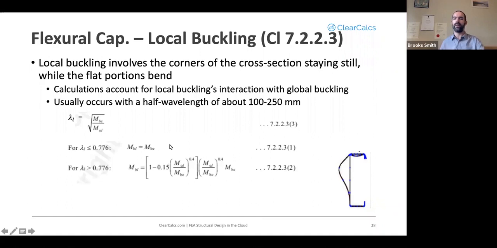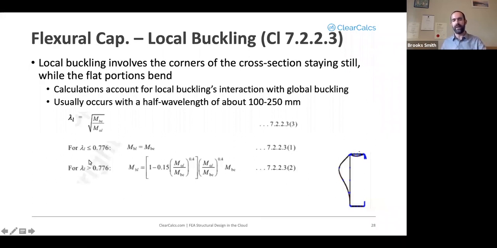That's local buckling. The calculations for local buckling take into account an interaction with global buckling. So hence you have to do global buckling calculations first. Usually local buckling occurs with a half wavelength of somewhere between 100 and 250 millimeters or so. So first step in that is you calculate a local buckling slenderness factor, that's lambda sub L, and that's equal to the square root of NBE, that final global buckling capacity that you looked at before, divided by M0L, the value you get from your finite strip analysis.